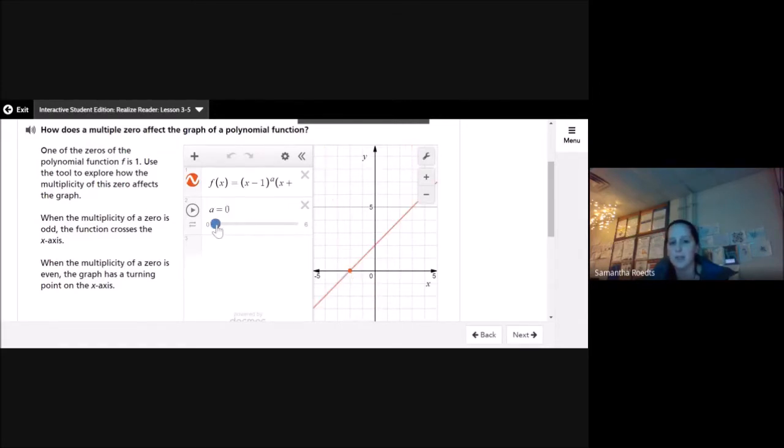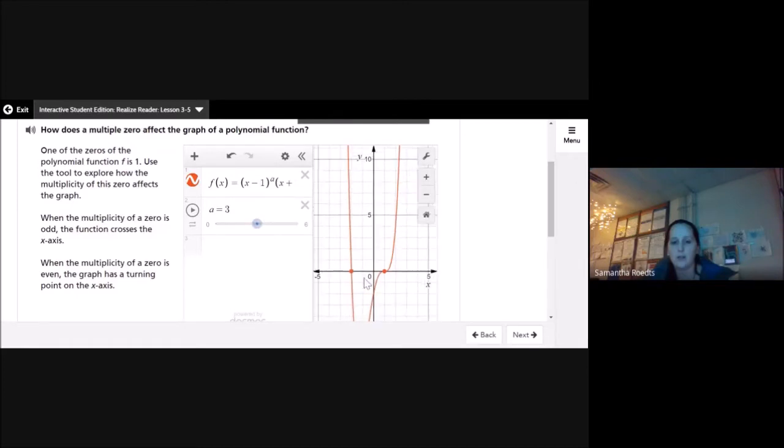So here it's at 0. At 1, it crosses. At 2, there's a turning point. 3, it's odd. Crosses. 4, there's a turning point. 5, it crosses. 6, there's the turning point.